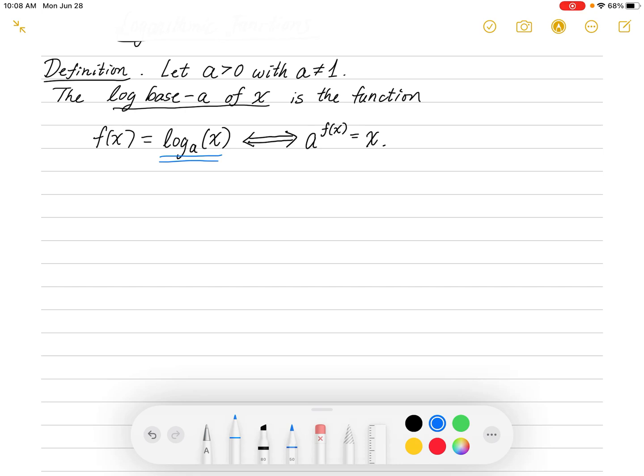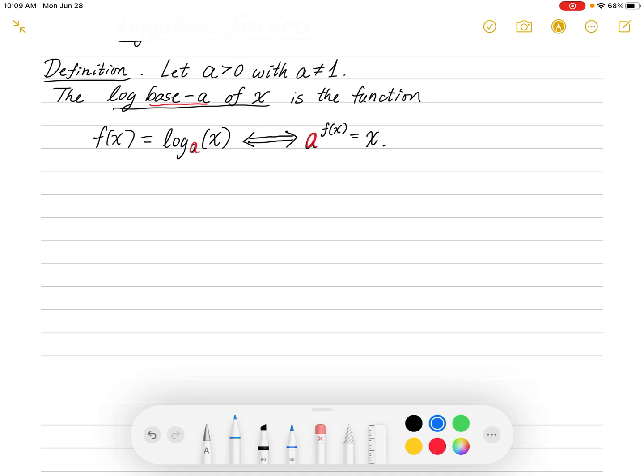The log base a of x is a function, and we write it like this: log, L-O-G, then a subscript a, and then parentheses x. So we say f of x, our function, is log base a of x precisely when a to the f of x equals x.